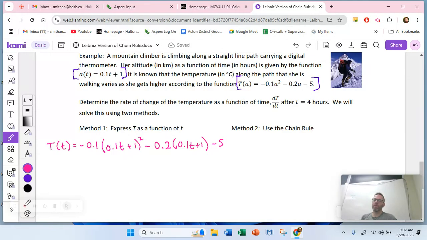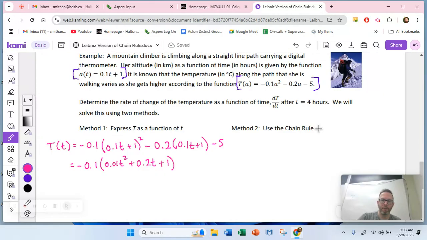This is just quadratic. I'm going to expand and simplify, collect like terms. If you're not comfortable doing that, this method might not be your cup of tea. Binomial squared. So we're going to have 0.01 t squared, and then we'll have 0.1 t times 1, and then the same thing again, so 0.2 t. And then 1 squared is 1.